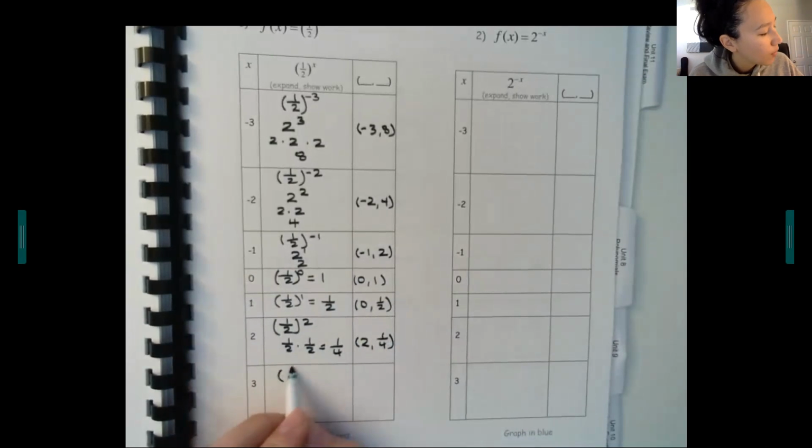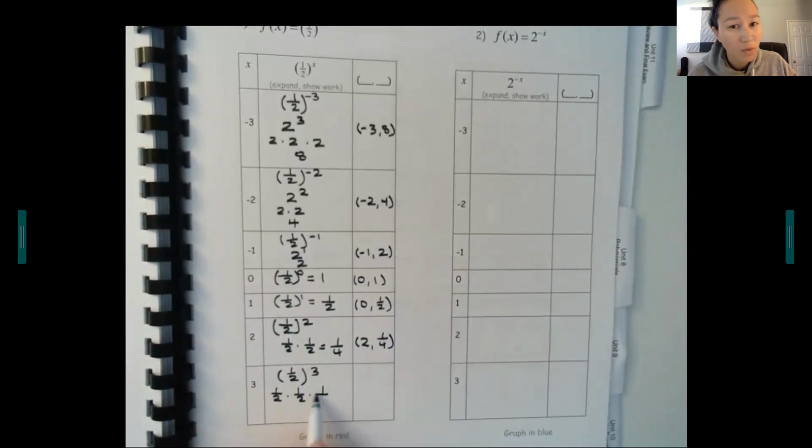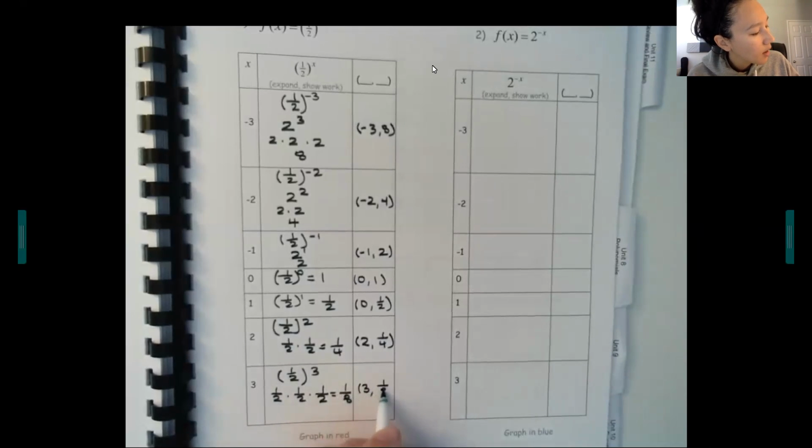And then we have 1/2 to the third power. So that's 1/2 times 1/2 times 1/2, which is 1 times 1 times 1 is 1, and 2 times 2 is 4, 4 times 2 is 8. Remember, you just multiply across the top and then multiply across the bottom. So this last point would be 3 and 1/8.